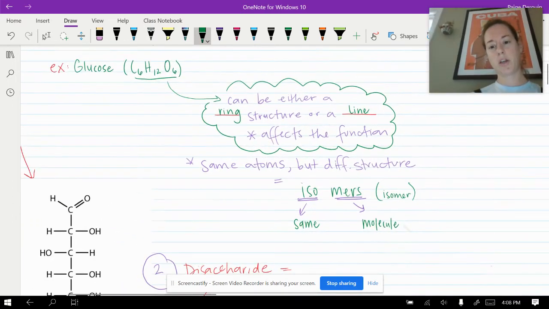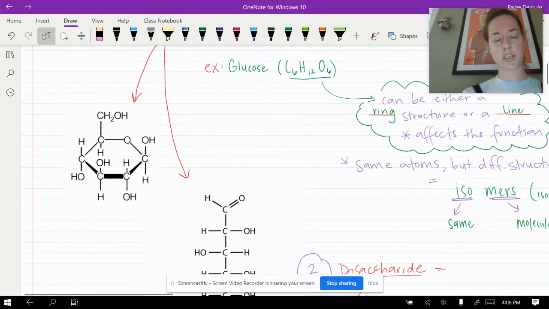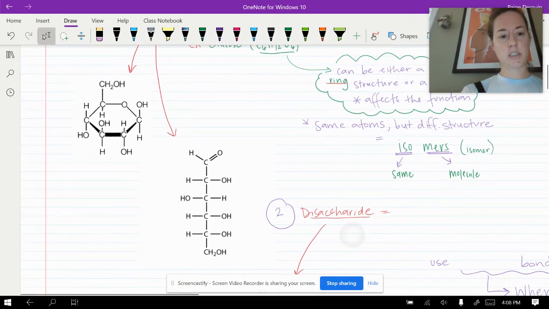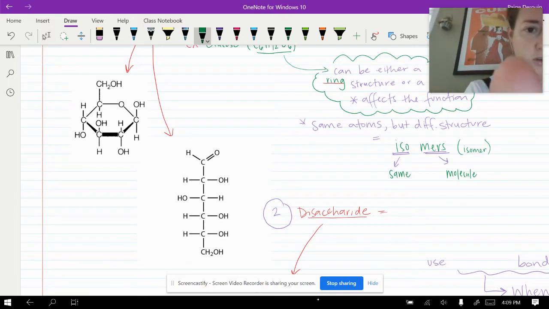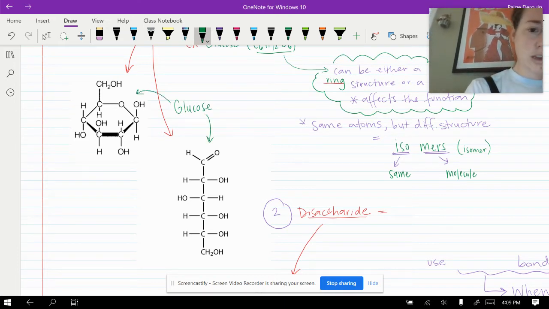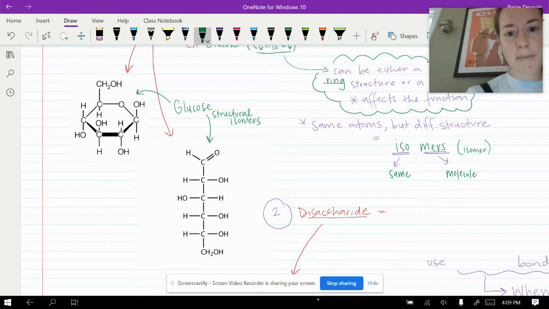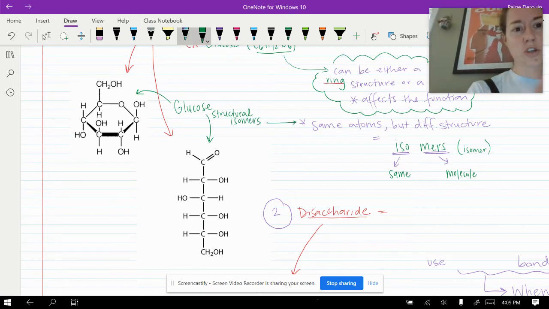So I'll show you a picture of the 2 glucoses. Here they are. They're monosaccharides, both of them, and they're both glucose. So I'll just say glucose here, glucose here. And these are just structural isomers, because they're the same atoms but a different structure. Both are important.